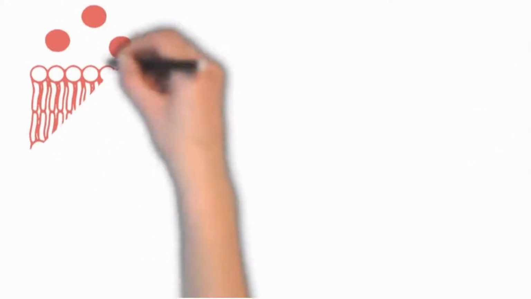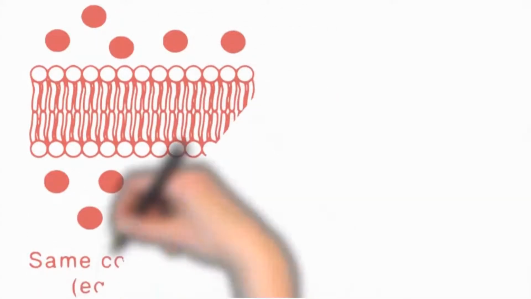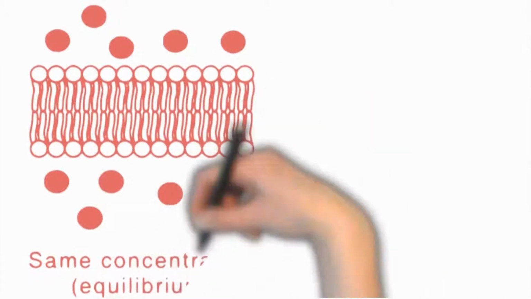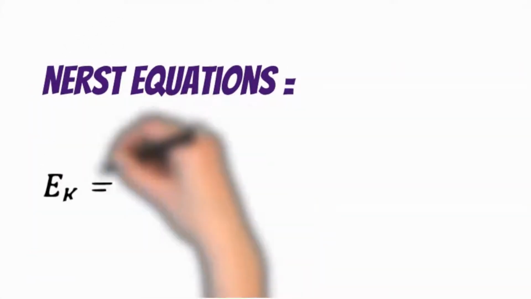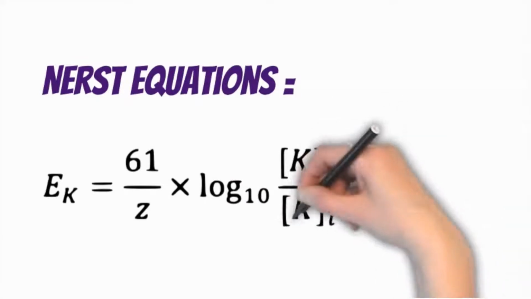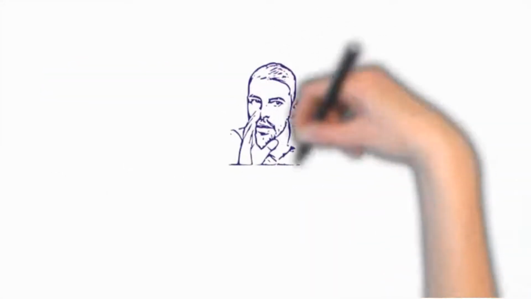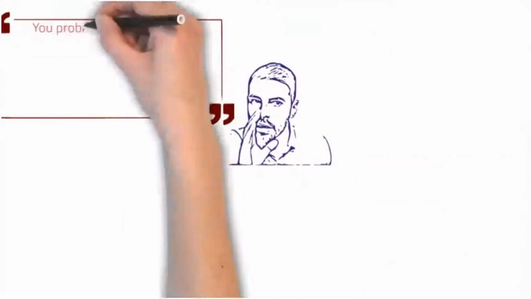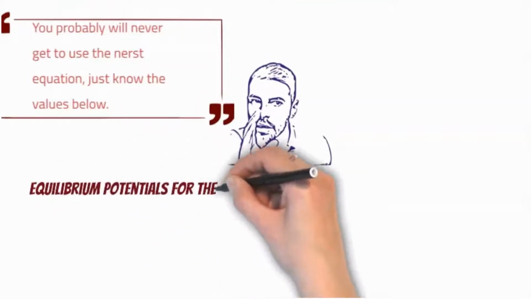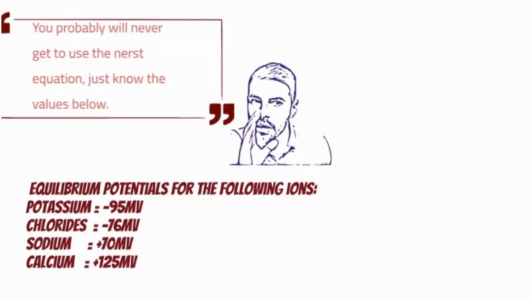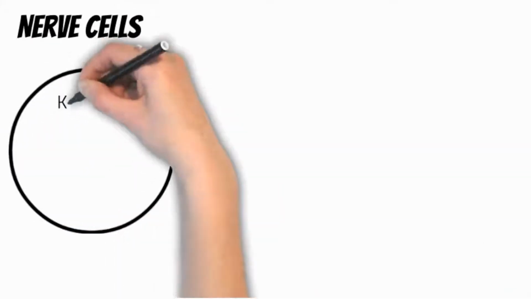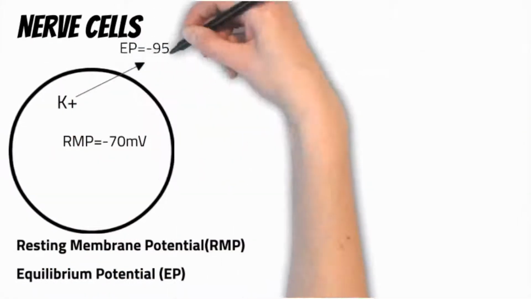Similarly, in the body, ions are constantly moving through the cell membrane, and are usually in an equilibrium state, with no net diffusion. The equilibrium potential for any ion is based on the concentration inside and outside the cell. The equilibrium potential value is derived from the Nernst equation, and is as follows. Knowing how to calculate an ion's equilibrium potential is not as important as knowing the equilibrium potential for potassium, chloride, sodium, and calcium. Here are their equilibrium potentials. The membrane potential of a cell will move towards the equilibrium potential of the most permeable ion.